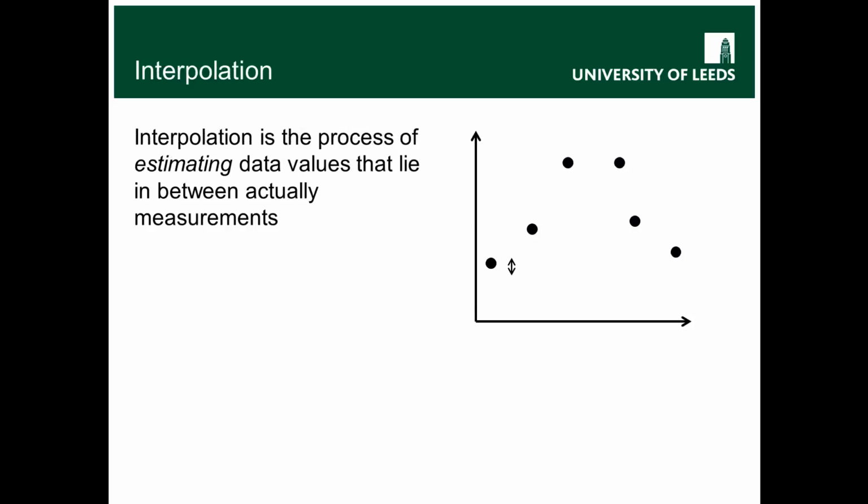So interpolation is really just the process of estimating data values that lie between experimental data points. So on the right here we've got a set of data points we've measured, and the easiest thing you could do is think about drawing straight lines between those data points, and then if you wanted to guess a value that lay between those data points, it would lie on those straight lines.